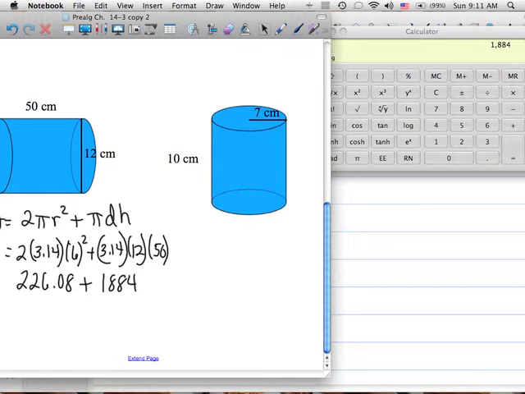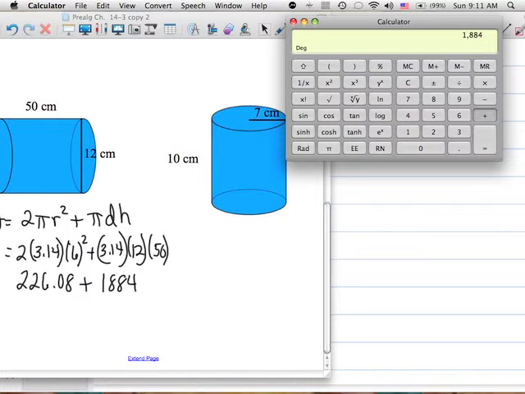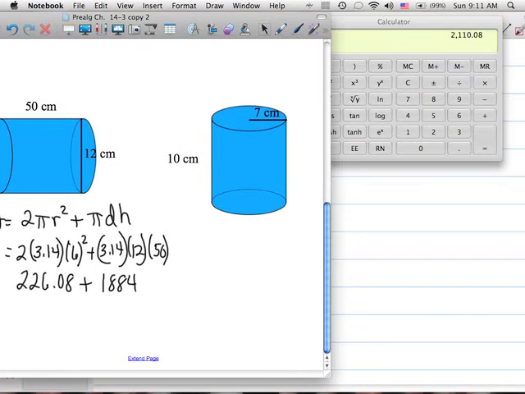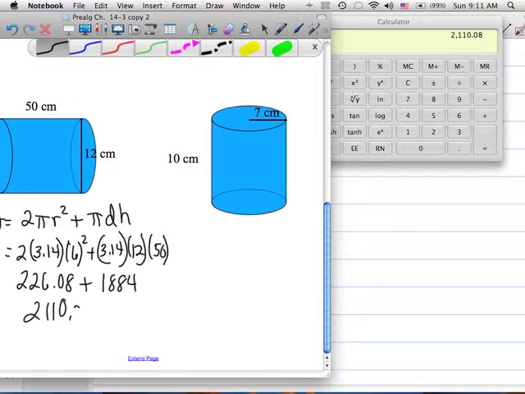And then when we add those together, we get our answer of 2,110.08 centimeters squared. And checking the book, they do leave it in hundredths, so we'll just go to the nearest hundredths.